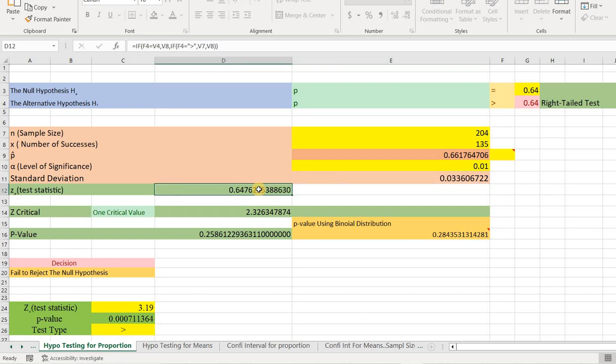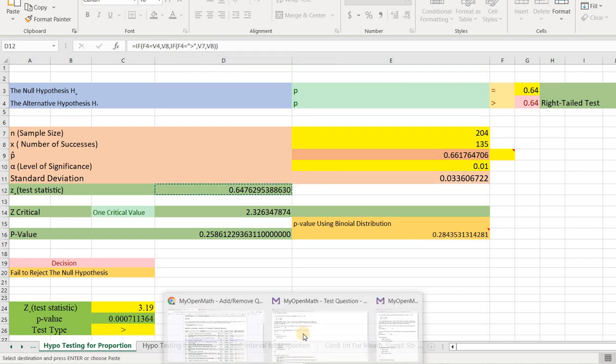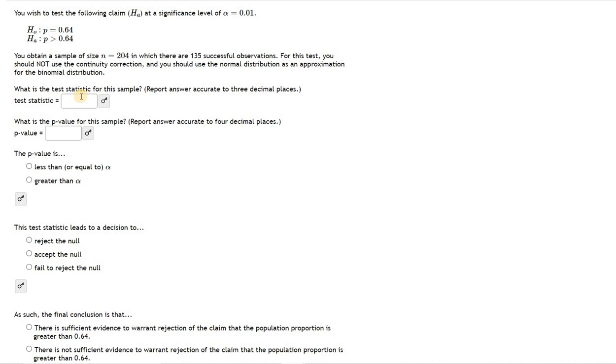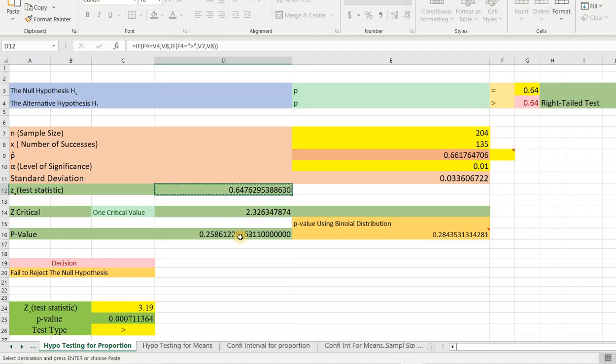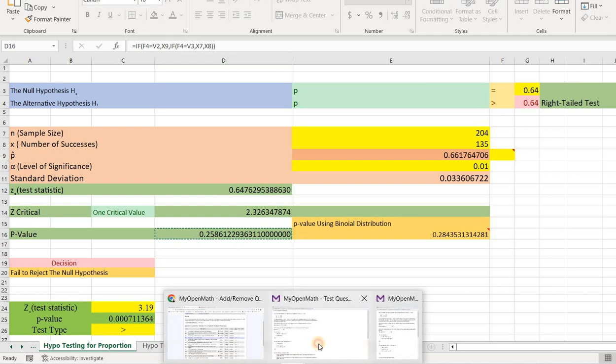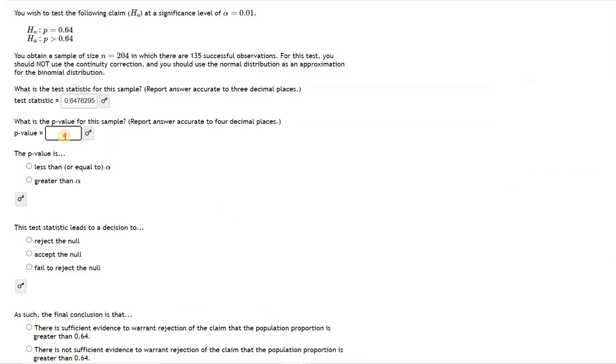We need the test statistic, so I'm going to copy the test statistic and head to my homework and paste it there. And then we need the p-value. So the p-value, we're going to use this p-value right here since we're using the normal distribution, not the binomial distribution. So we're going to go here and I'm going to paste the p-value.